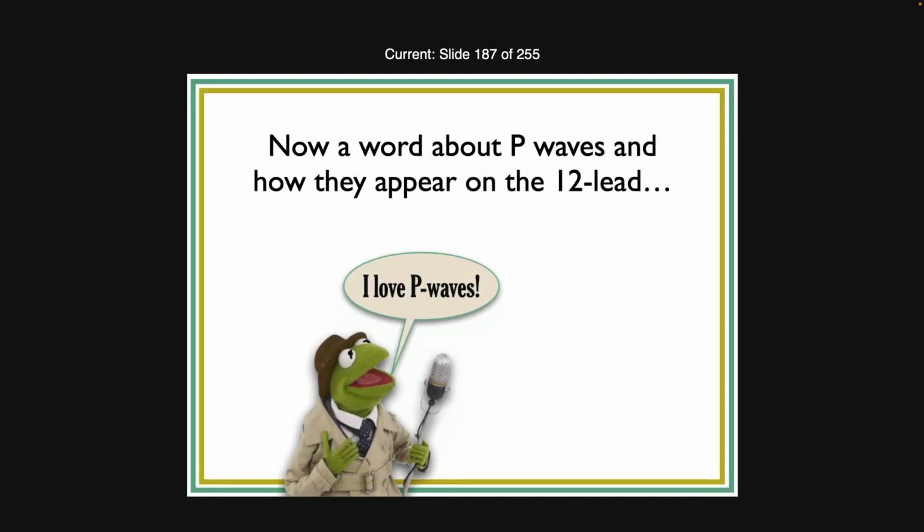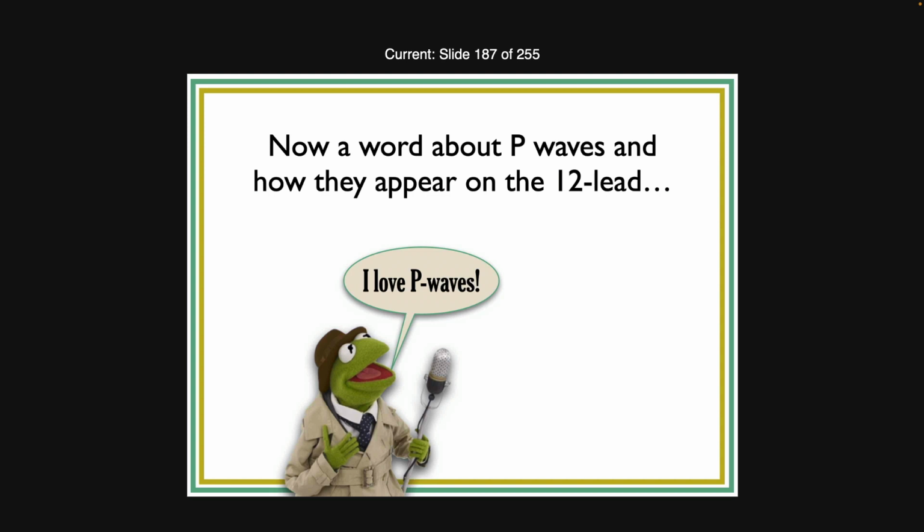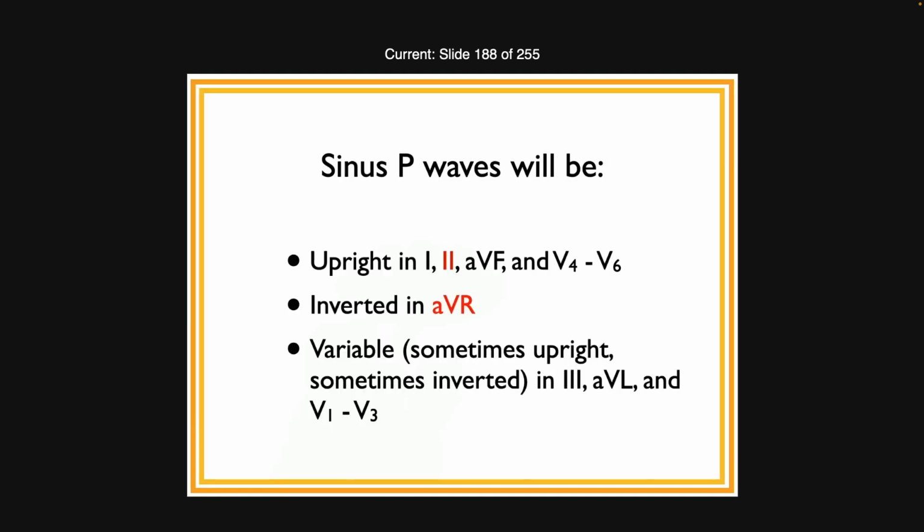Okay, P waves. What's normal for a P wave in lead 2? Upright. Not only does that not change, but it's still your most important lead for P waves. Sinus P waves will be upright in leads 1, 2, AVF, V4 through V6. You truly don't have to memorize all that, I don't think. They will be inverted in AVR, because remember, 2 and AVR are like upside down images of each other. And then all the rest of it, who knows?